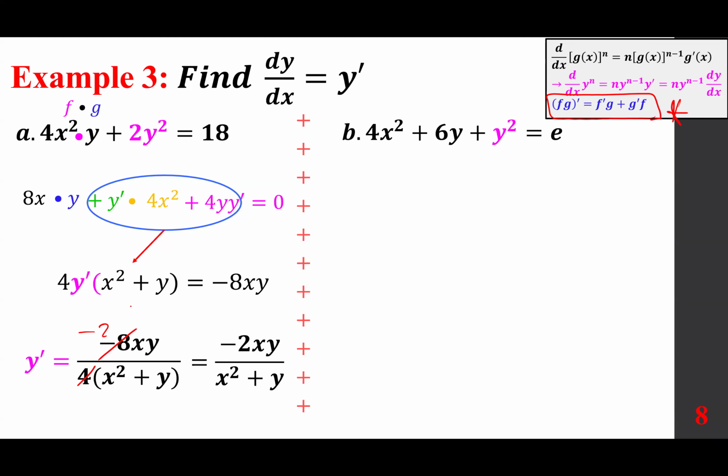Let's work on this: 4x squared plus 6y plus y squared equals e. Let's differentiate term by term. 4x squared gives 8x, plus 6y gives 6y prime, plus y squared gives 2y y prime.